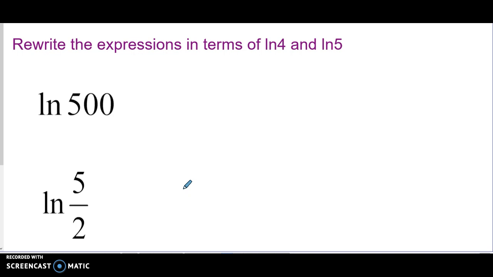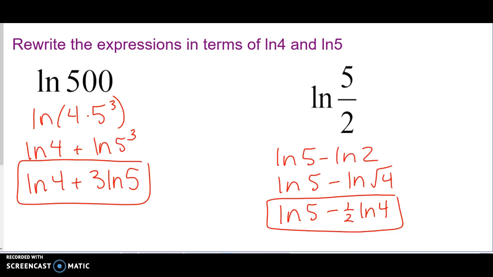Hey, you didn't put me on pause. So, I knew that 500 is 4 times 5 cubed, which, since I have a product here, I can split up as a sum and then bring the power in front. Cool. Here, I could split this up as a difference, natural log of 5 minus natural log of 2, but 2 is the square root of 4, so I get natural log of 5 minus 1/2 natural log of 4.